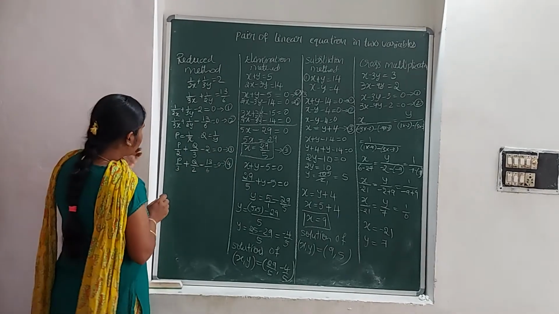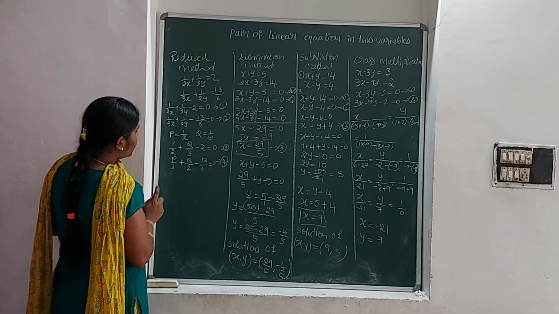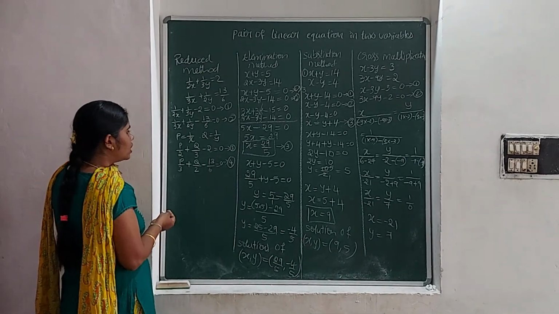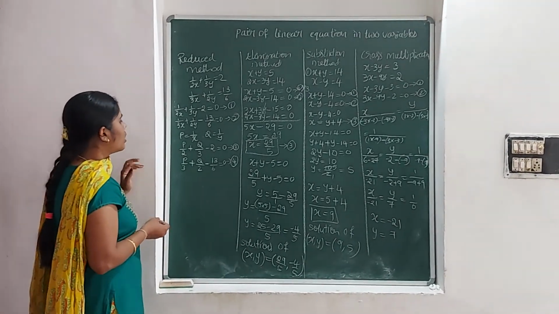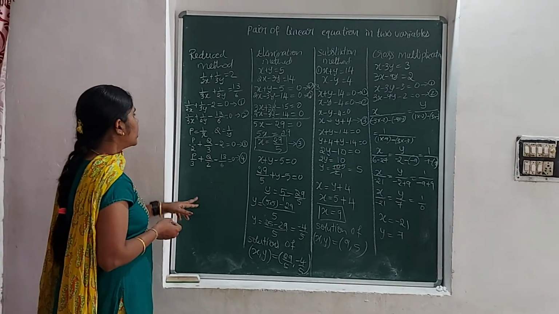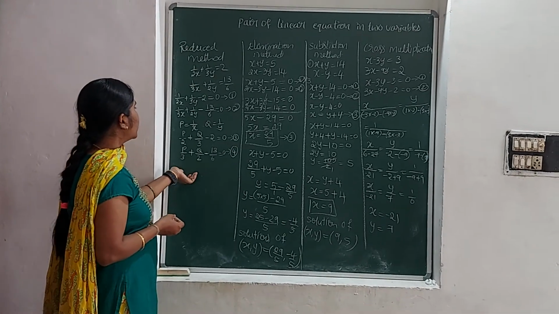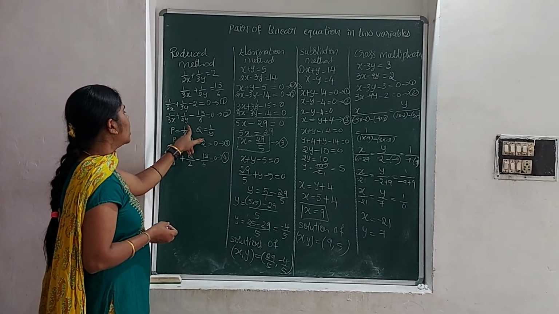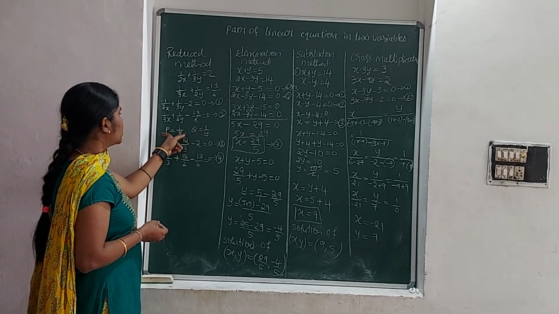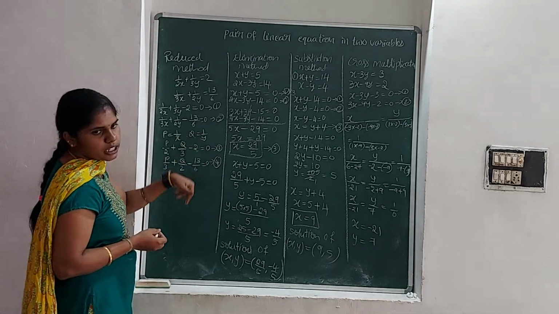Then later, same method: you have to check which method is suitable to find the p value and q value. First of all, you have to concentrate on finding the p and q solution, but that is not enough for this method. Then you have to substitute the p value and q value, whatever you have taken, p equals 1 by x. At last you get the x and y solution.